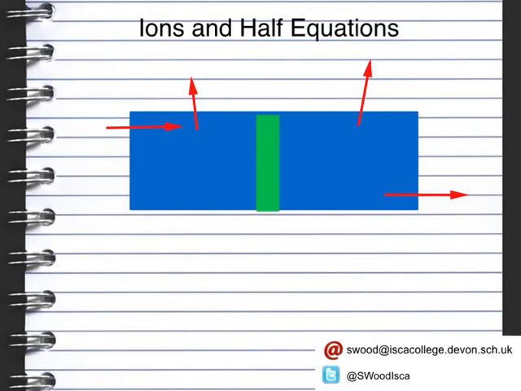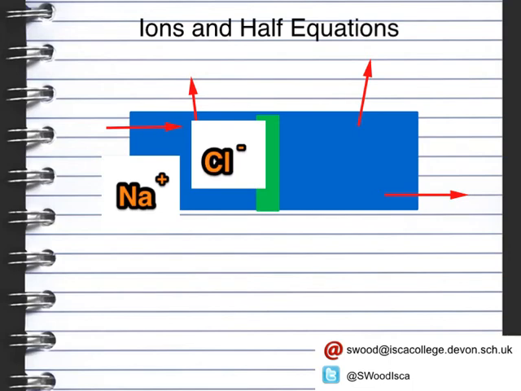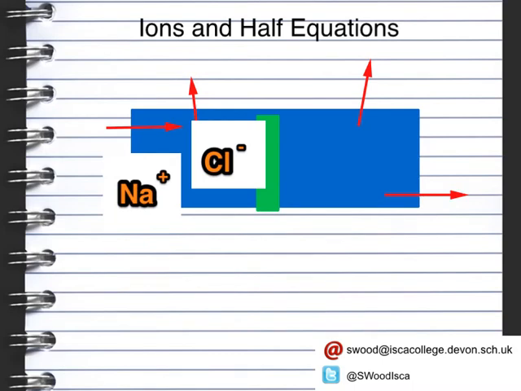Within there we have a whole series of ions. Ions are charged particles that you might remember from when we did the electrolysis of copper. With sodium chloride, we have Na and we have Cl. You'll notice that we've got the positive charge on the sodium and the negative charge on the chlorine.